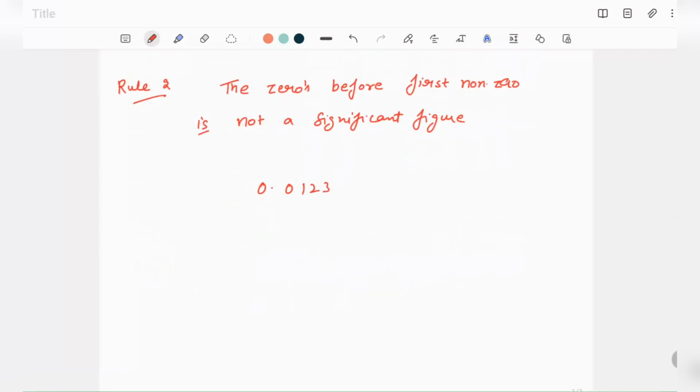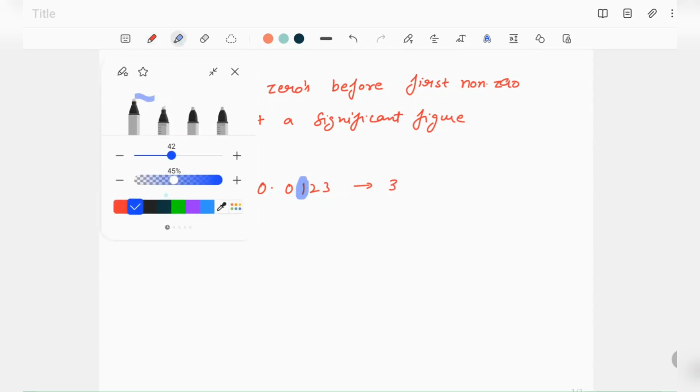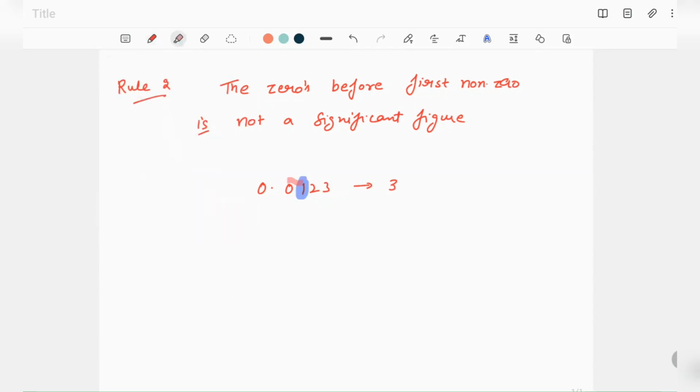0.0123. So you have to see the first non-zero. I'm going to highlight the first non-zero. This number 1 is the first non-zero. Any zero which is left of the number 1 is not a significant figure. So how many significant figures are there? The answer is 3. This 0, I'm going to highlight with red color, let's say. So this 0 is not a significant figure. This 0 is also not a significant figure.